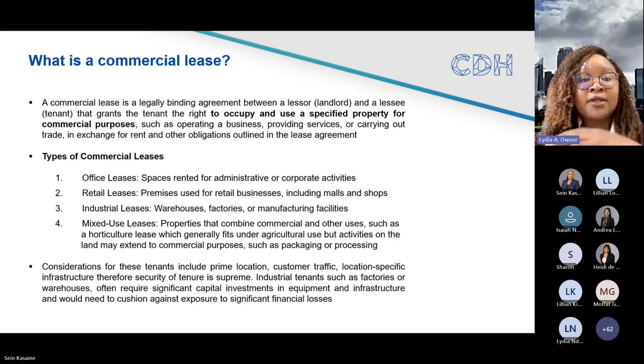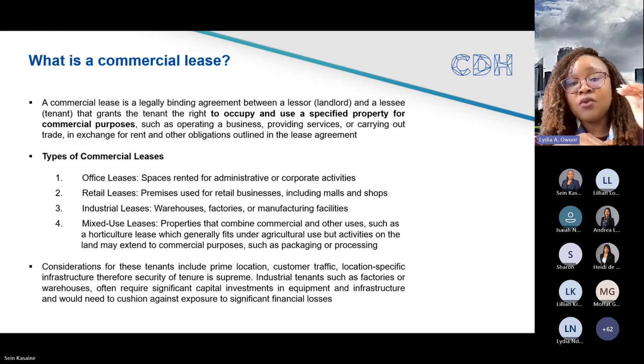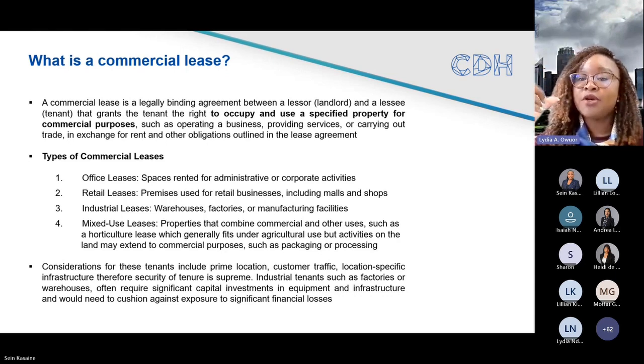And why I was highlighting industrial leases is because these tenants invest heavily in equipment and infrastructure. So of course, they would need to cushion themselves against any form of exposure. And when we're talking about any form of exposure, this includes the fact that you may not have security of tenure in the sense that your lease has not been secured. In the sense that you're not in a leaseholder position, right?